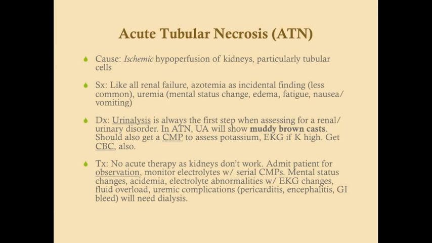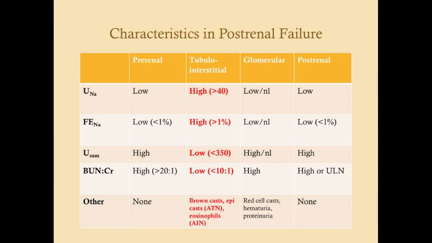The diagnosis for acute tubular necrosis, the first place we're going to go is the urinalysis. And our urinalysis is going to show tubulointerstitial disease. It's going to show a high urine sodium, a high fractional excretion of sodium, and a low urine osmolality.